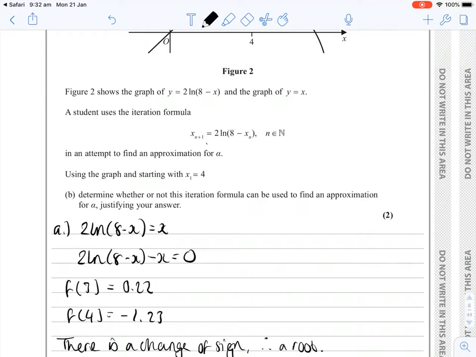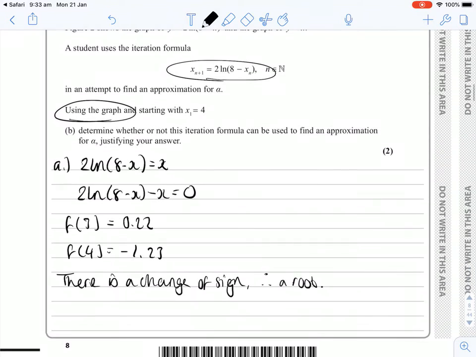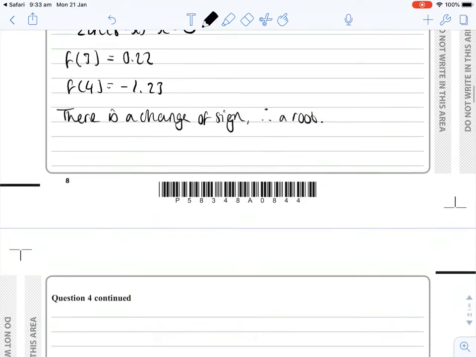Now for part B, we've got an iteration formula here. In an attempt to find an approximation for A, using the graph and starting with x1 is equal to 4, determine whether or not this iteration formula can be used to find an approximation for A, justifying your answer. Now the key thing here, it says using the graph and starting with x1 equals 4. Determine whether or not this iteration can be used to find an approximation or not.